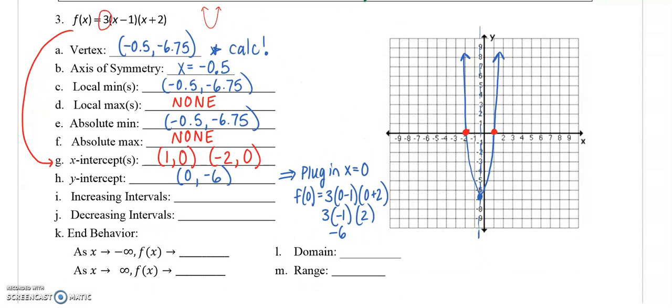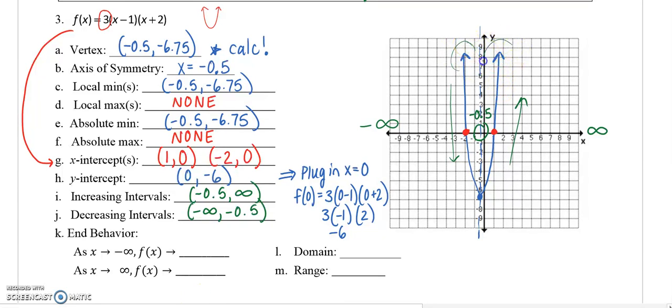Alright, then everything else, again, I should be able to figure out from my graph. Increasing intervals, I'm going to use negative infinity, this value, which is negative 0.5, and positive infinity. Looks like I've got decreasing first, so negative infinity to negative 0.5 is decreasing, and then increasing. Alright, my end behavior, that's what's happening at the very ends of the graph, those arrows, they're both pointing up, that's to positive infinity.